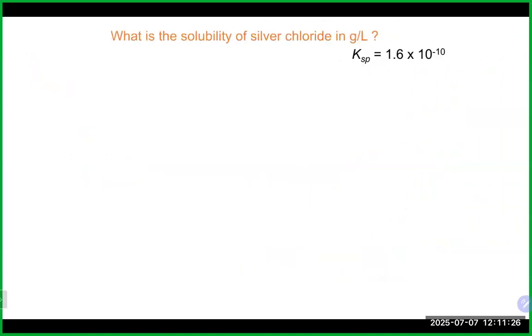All right, so why don't you try one here? What is the solubility of silver chloride in grams per liter? I'll give you some values here that might be helpful. Silver is 107.9, I think, and chlorine is 35.45. All right, so take a few moments and calculate the solubility of silver chloride in grams per liter if the Ksp value for silver chloride is 1.6 times 10 to the minus 10.